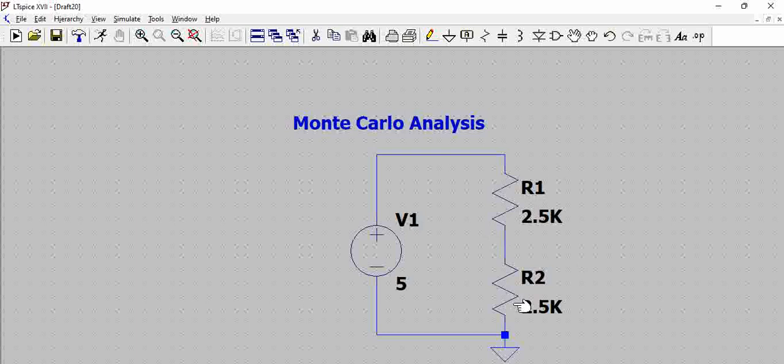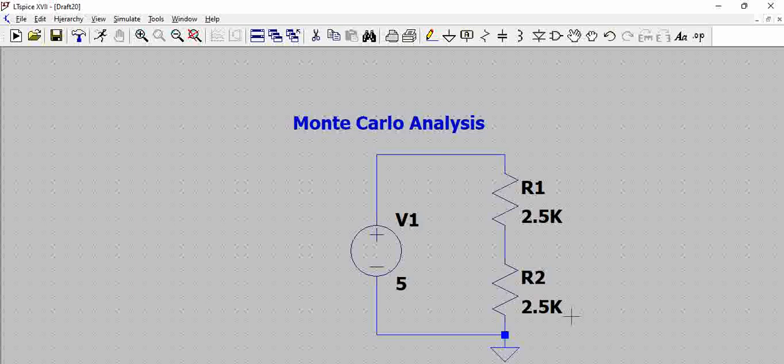Now, these resistors are not stable, correct? These resistors vary over a period, over temperature. Or basically, these resistors have something called a tolerance rating. That means, let us assume we select a resistor which has a 10% tolerance, so it can vary between 2.5k plus or minus 10%. That's how we see the resistance variation, right?